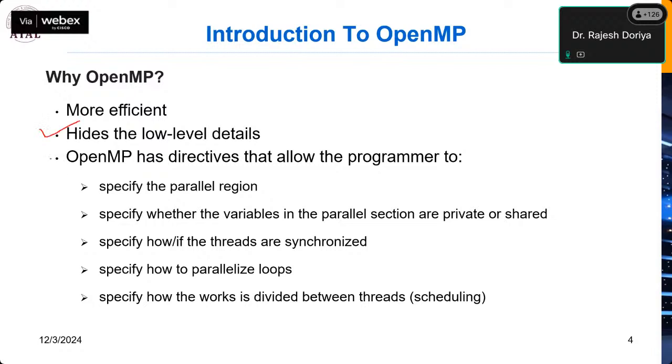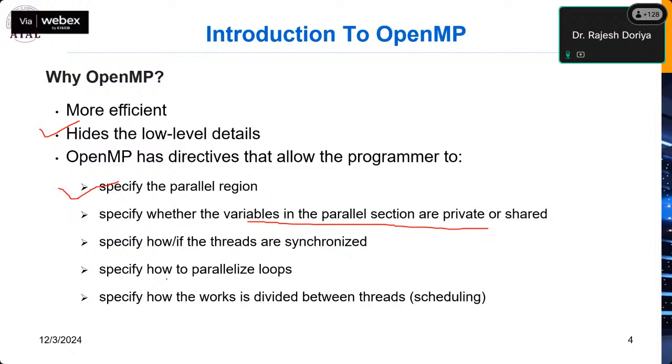Apart from that, this OpenMP directive is going to allow the programmer to specify the parallelism, and it is also going to specify whether the variables in the parallel sections are going to be private or shared. It is also going to specify how exactly, and if, the threads are going to be synchronized. So at what place the threads are going to be communicating with each other, at what place they are going to be clubbed. Those things are going to be specified with this particular OpenMP.